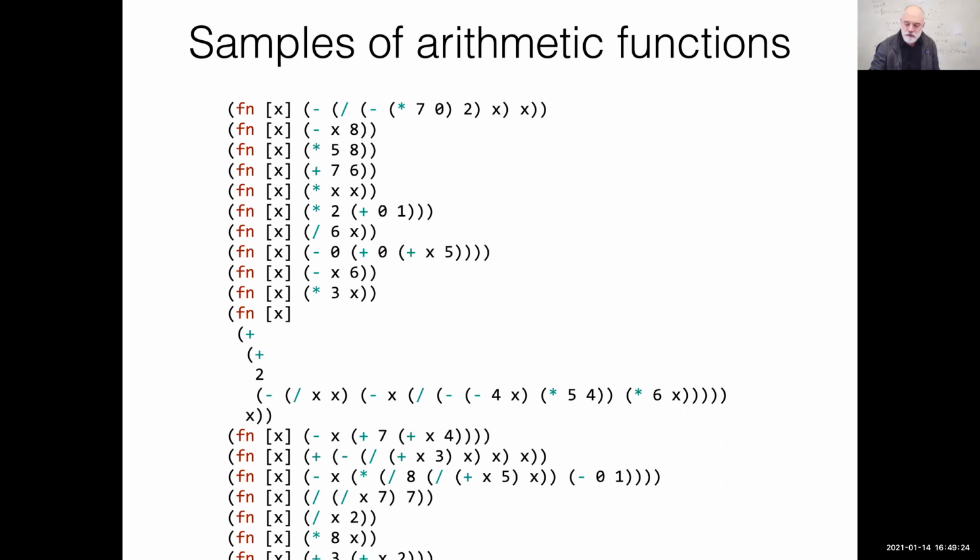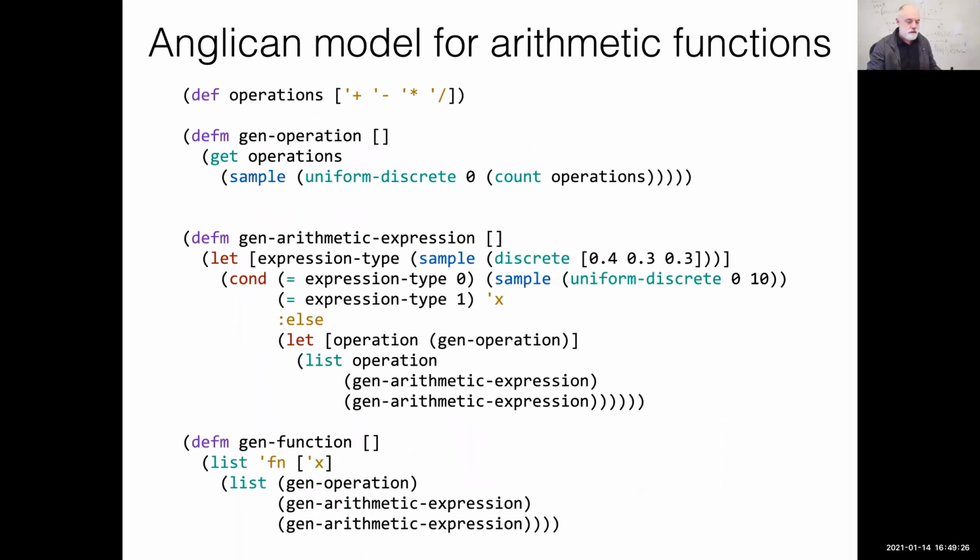So these are some functions that are generated by this code, and these are in the slides, and we're starting to run out of time, so we'll be very, very quick about this. But this is a stochastic generator of expressions. So these are the operations. You can sample an operation by sampling from a uniform discrete distribution from 0 to the count of operations, and then get the operation out of this list.